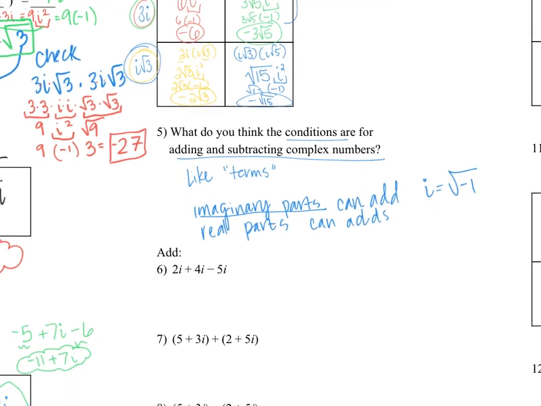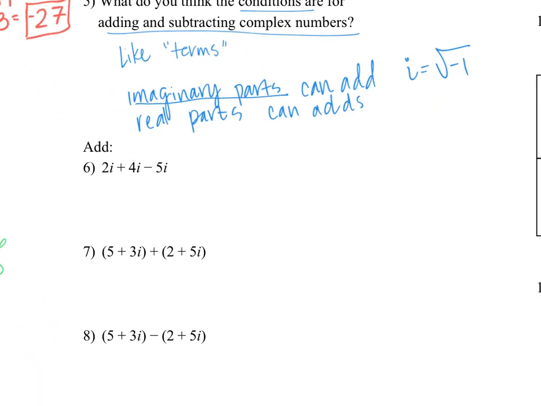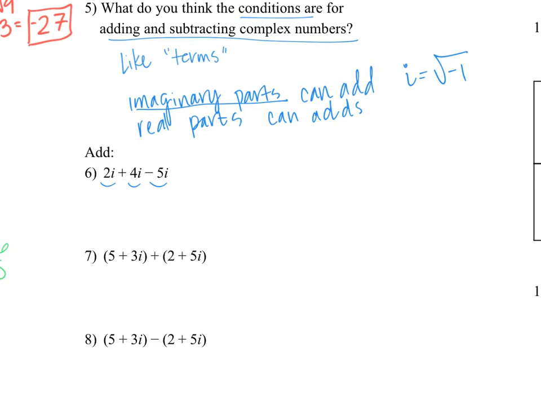Okay, so we're going to try and add following what those conditions are. So we have 2i, 4i, and negative 5i. They all have an i, so again, it's all like having radicals. So we have 2 of them plus 4 of them minus 1 of them. So that's 6i minus 5i, which will equal 1i, or we can just say i.